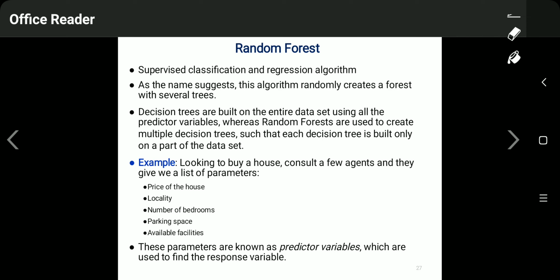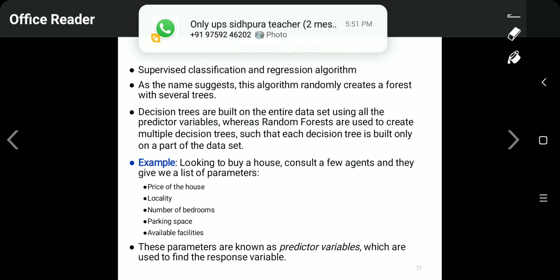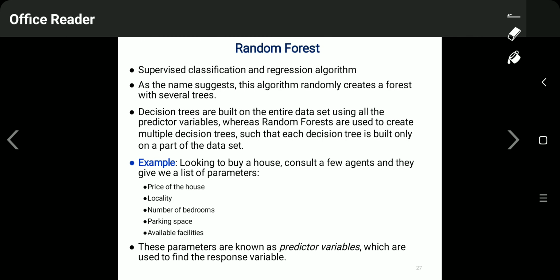For example, suppose we want to buy a house, so we will consult a few agents. We just want to buy the house based on some parameters, some predictor variables. What are those predictor variables? The first is the price of the house. If the price of the house is as per our budget, we will move to buy the house. Otherwise, we will not move to buy the house. The second is the locality.